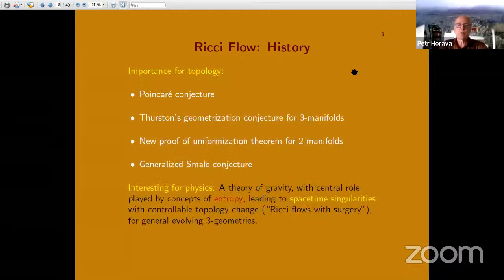Okay, so again, I'm not in a position to review all the important consequences of the Ricci flow for mathematics. I'm just mentioning a few fascinating consequences that have been extracted from studying the Ricci flow. I'm leaving it certainly to the experts to summarize, if necessary, what kind of usefulness they find in the Ricci flow. Why is it interesting for physics? That's a question which I can address, at least to some extent.